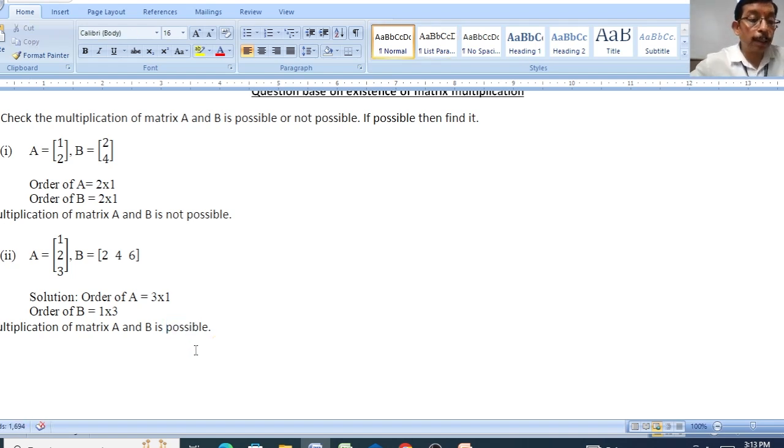Now calculate A cross B. Now find out the value of A cross B.